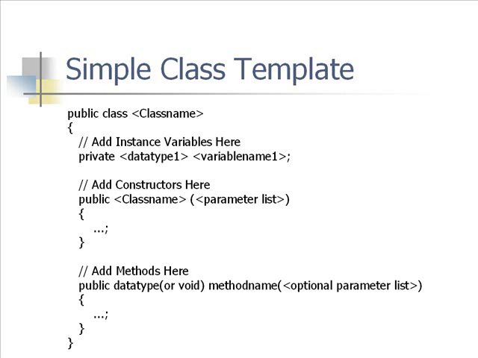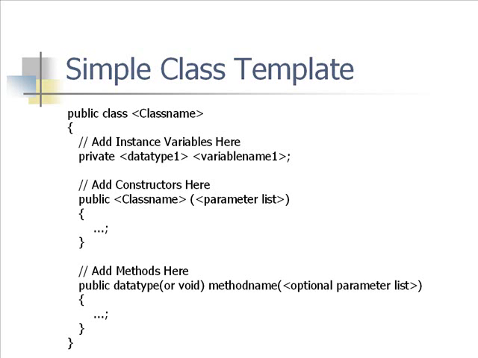Next, define your constructors. Public. Now the constructor name has to match the class name. Public Student, and then parentheses, and then the parameter list. Again, the parameter list is a comma-separated list of parameters. Each parameter has a data type and a name. Inside of the constructor, you have a begin left curly brace, then the code, then an end brace.